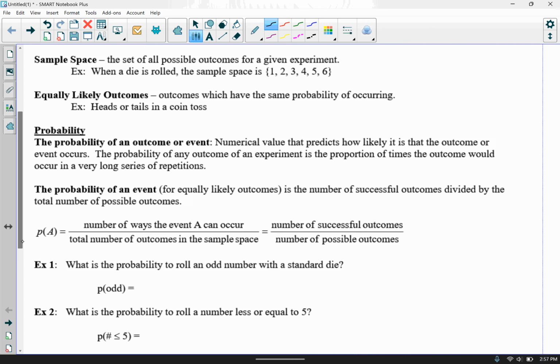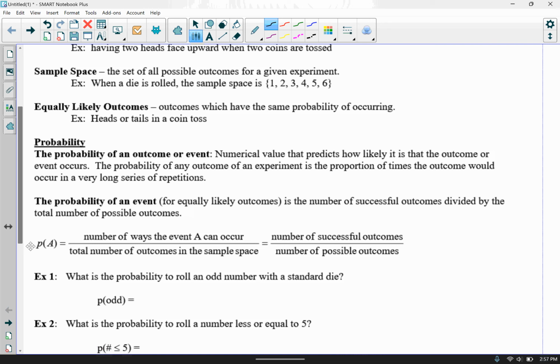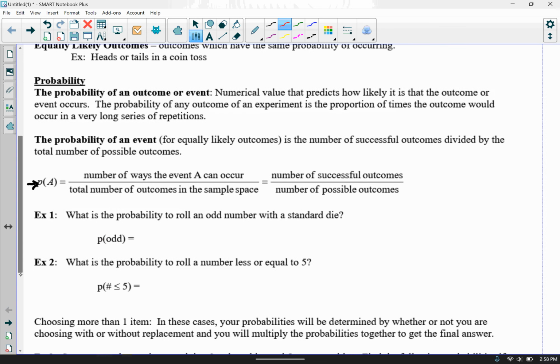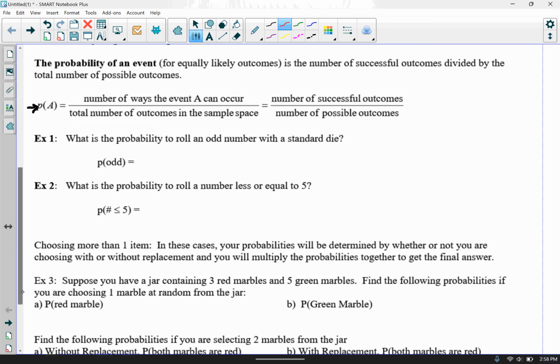All right, so let's talk about probability of an event. Our formal definition for the probability of an event is equal to the total number of ways that the event can occur divided by the total number of outcomes in your sample space. So that's why it's going to be really important that we're aware of our sample space as we work through our problems, okay? So let's come down and do a couple of these together.